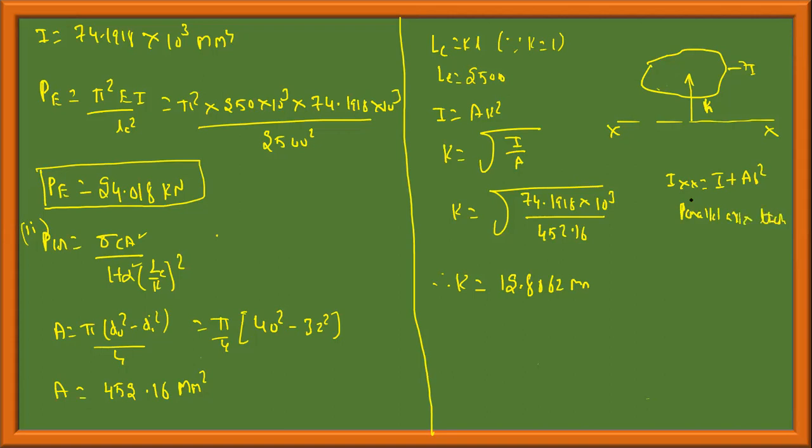If I want to calculate the area moment of inertia about any axis parallel to the centroidal axis of that body, then the area moment of inertia is given by the area moment of inertia of that body about the centroid plus the area into the square of the distance.